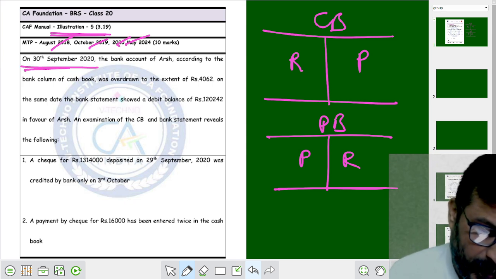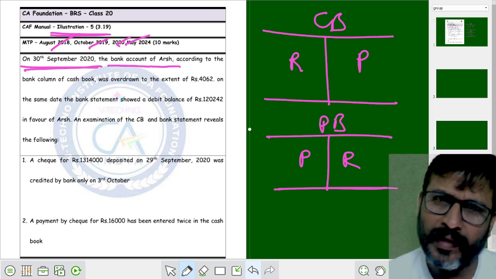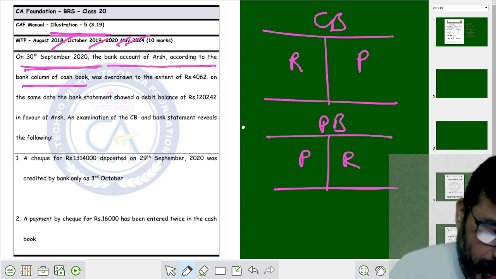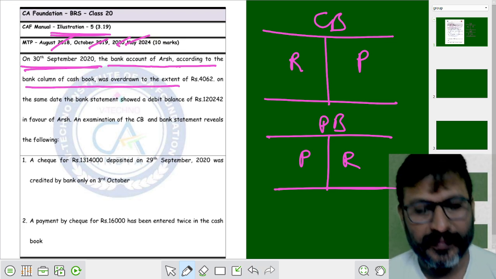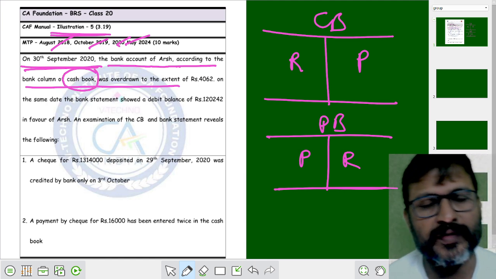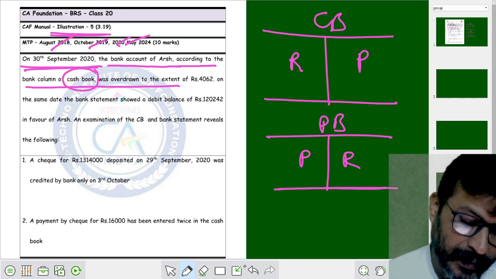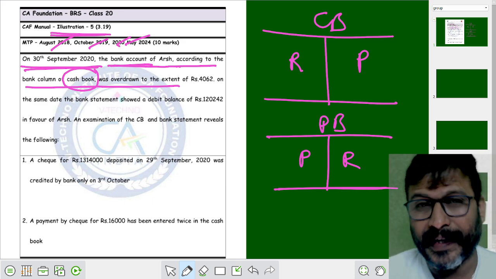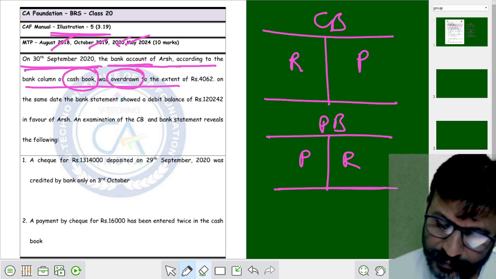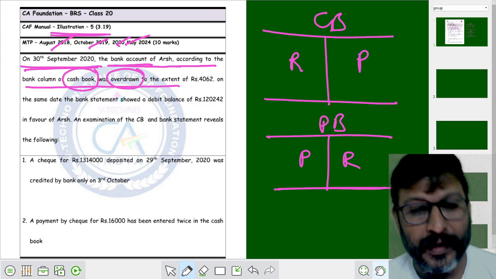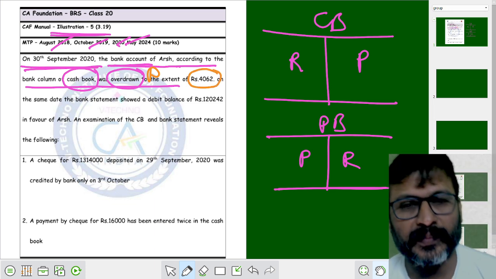On 30th September 2020, the bank account of Arsh, according to the bank column of the cash book. So, my dear kids, what book is it? Cash book. You people should not get confused with bank account, because in the cash book we used to have a bank column called bank account. It shows overdrawn. What is it showing there? Overdraft. Overdraft means payment, to the extent of 4062.